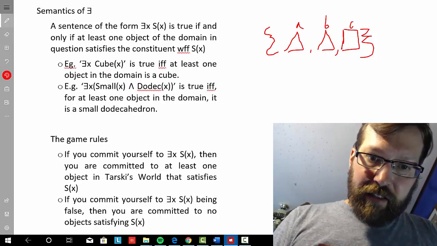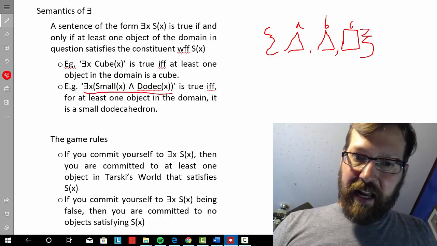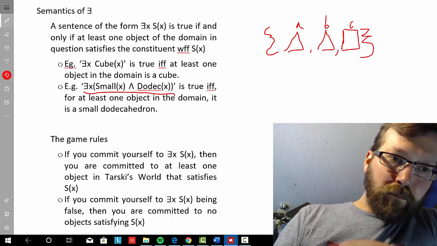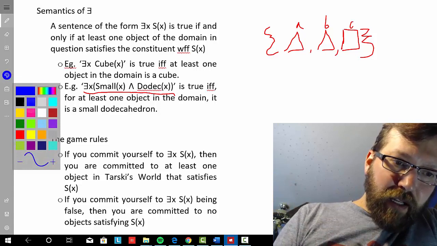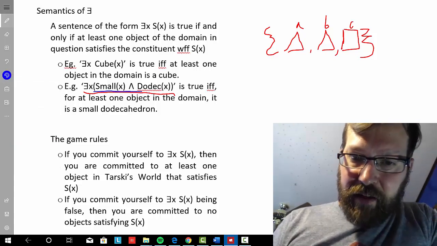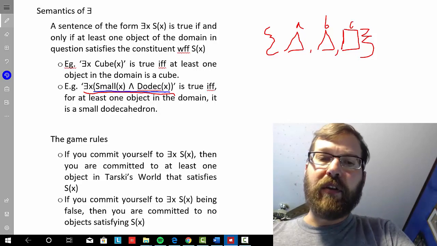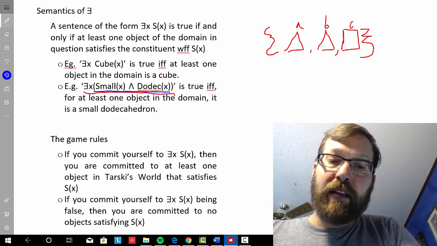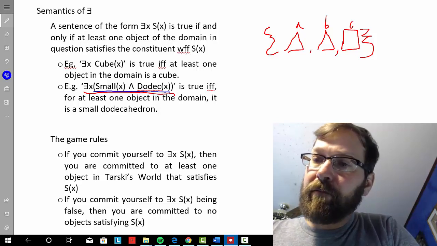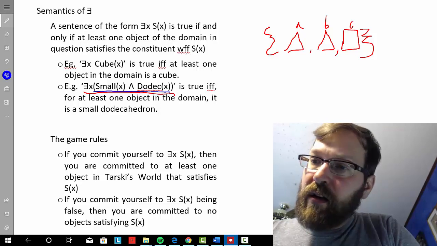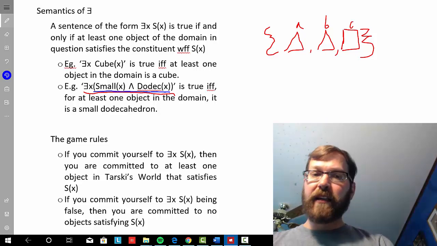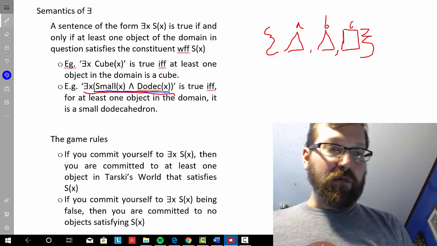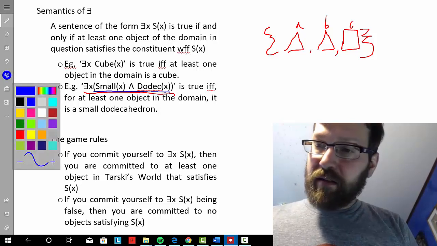All right, so now looking at the second example, there exists an x such that x is small and x is a dodecahedron. We have the well-formed formula corresponding to S of x right here: x is small and x is a dodecahedron. So we need to find an object that has the property of being small and being a dodecahedron. So if we look at the domain already set up here, A is neither small nor is it a dodecahedron. B is neither small, well, let me stipulate that these are medium.